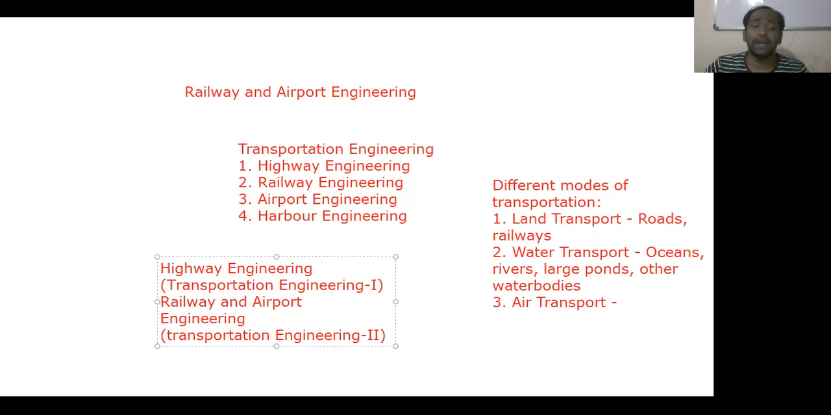And one more is harbor engineering. About harbor engineering, you will study next semester. Understand? So these are the various branches and the complete scenario of transportation engineering. And in this semester, I am going to discuss railway and airport engineering.